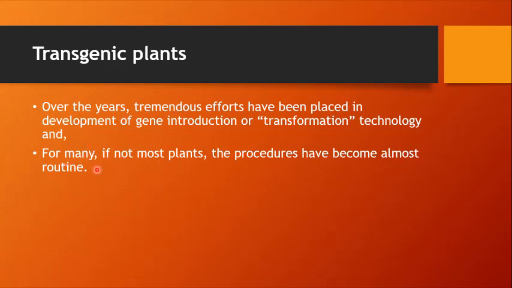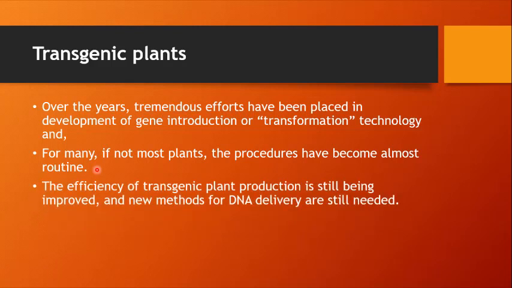So we have most of the crop plants, which are mostly associated with the food and shelter requirements of humans, modified to fulfill these requirements. The efficiency of transgenic plant production is still being improved, and new methods for DNA delivery are still needed. But like any other process, any other method, there is always room for modification, room for changes.